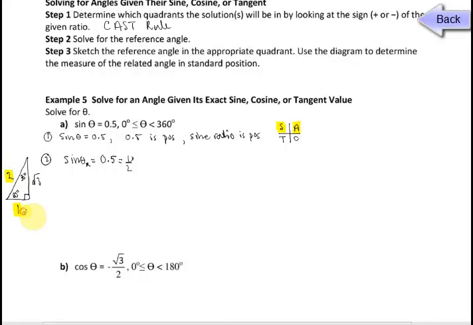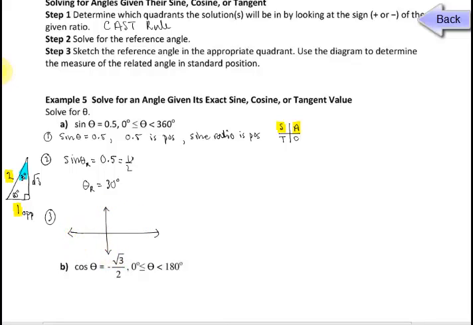But if 1 has to be the opposite side, what angle is it opposite to? And it's opposite the 30-degree angle. So that means that our reference angle, theta, is 30 degrees. Okay, so step 3 is to sketch the reference angle in the appropriate quadrant or quadrants. Well, quadrants in this case, right? Because we're going to have two answers. So let's draw that.